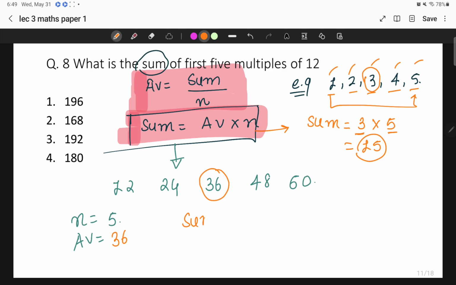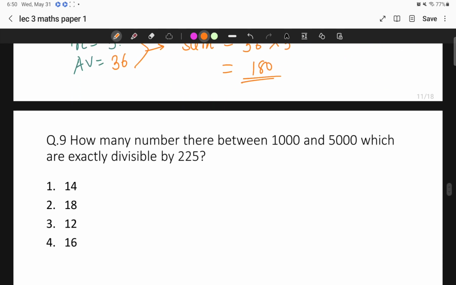So the sum is equal to, I'll put these values in this formula, sum is equal to average 36 into 5. This is going to give me the direct sum, that is 180. Instead of adding all these, that is 12 plus 24 plus 36 plus 48 plus 60, you can simply take the middle number as an average and multiply it by the total numbers, and I'll get the summation. Got it? I hope you have got this question. Okay, please make a note of it. Whatever tricks and tips I'm sharing with you, you can make a note of it. Okay, next move on to question number 9.